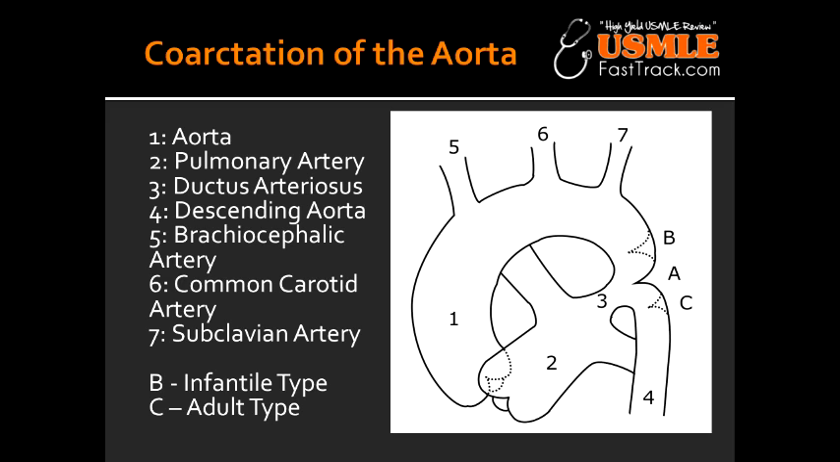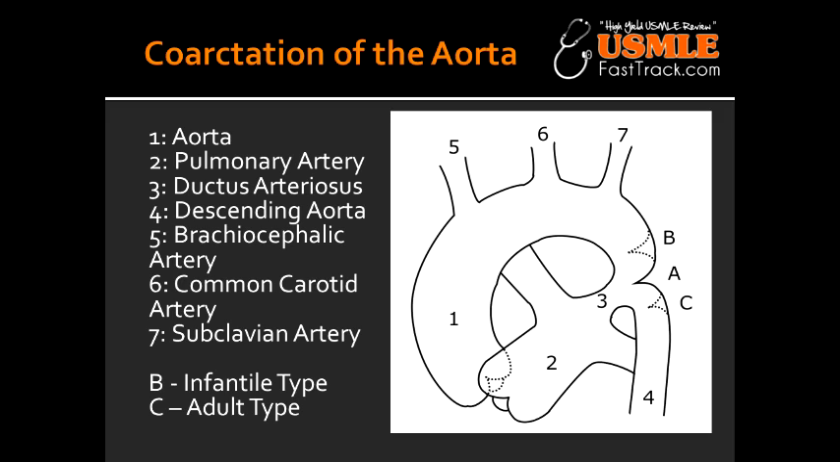What is the infantile type of coarctation of the aorta? The infantile type is where the aortic stenosis happens proximal to the insertion of the ductus arteriosus. So this happens preductally, and this is known as the infant type. What condition is associated with the infantile type of coarctation of the aorta? Infantile type of coarctation of the aorta is associated with Turner syndrome.